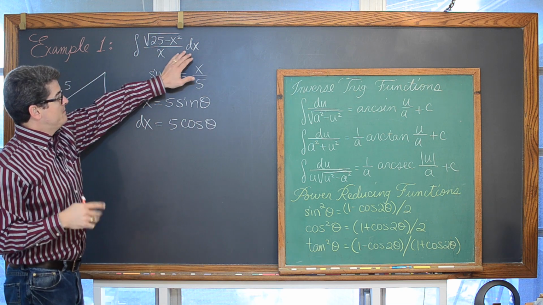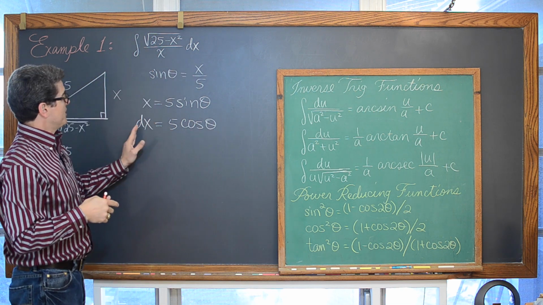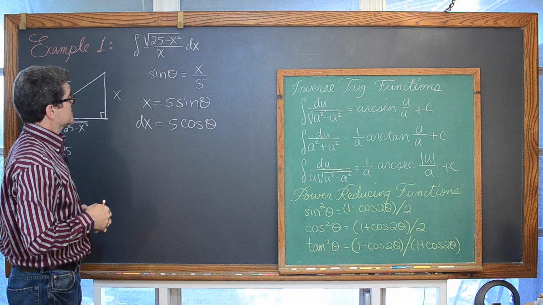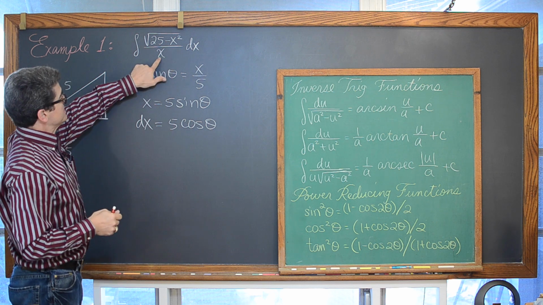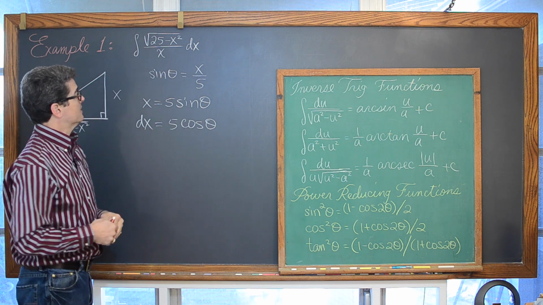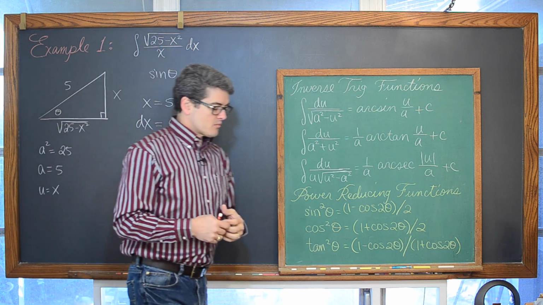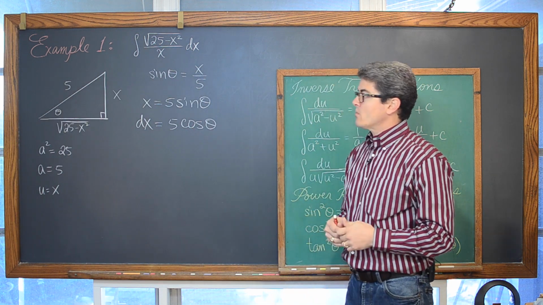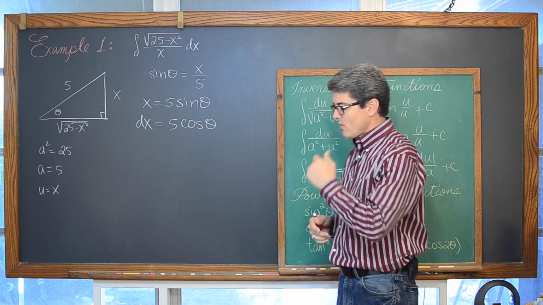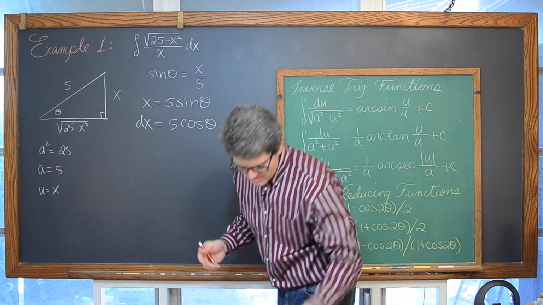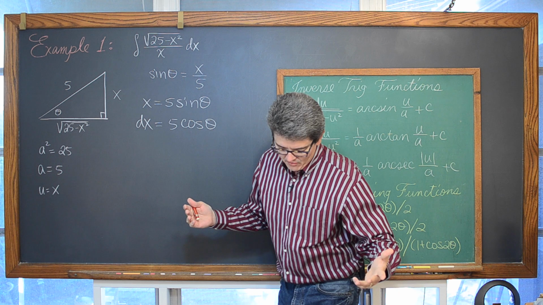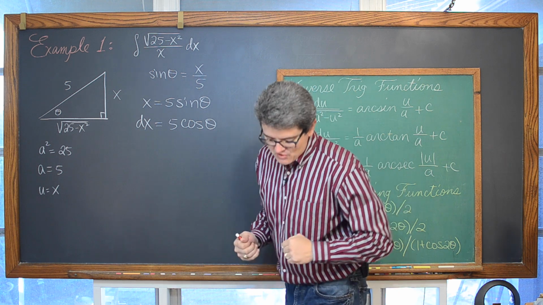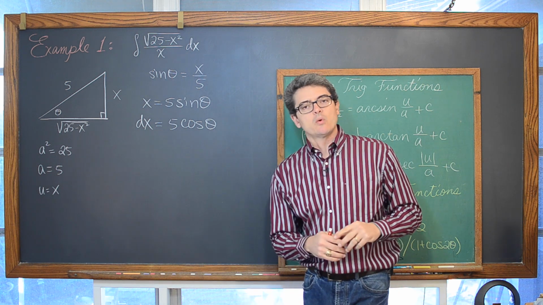So in a minute we're going to get rid of our reference of dx and replace it with 5 cosine of theta. And we have a replacement for x. It's 5 sine theta. Now what we need is a replacement for the radical, the square root of 25 minus x squared. And that was step 3: find a trig substitution to eliminate the square root.